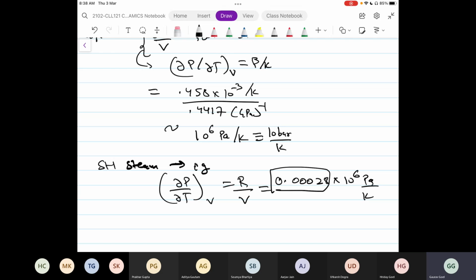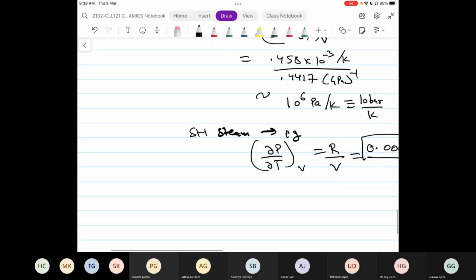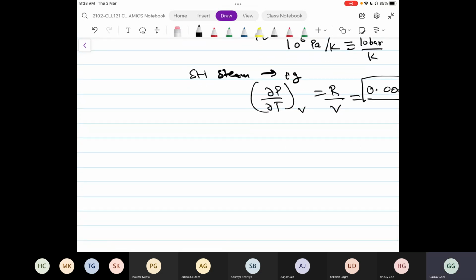Therefore, if you're storing gases, even supercritical fluid, you don't have to worry about temperature change in the vessel. But if you're storing liquids, you have to worry about temperature change in the vessel. Otherwise, the vessels can explode. All right. Any questions? Any query on that?